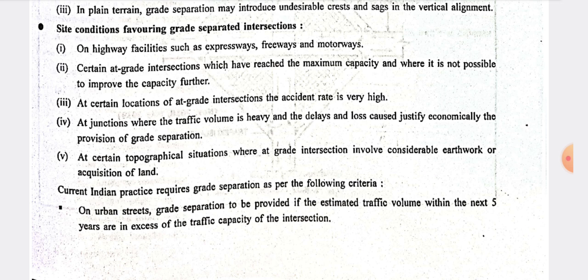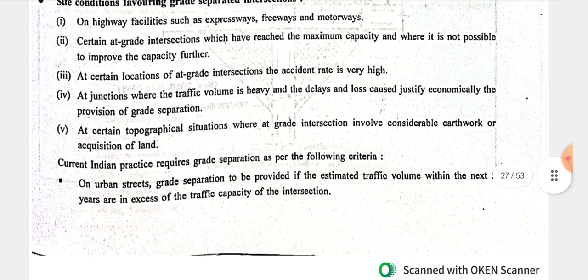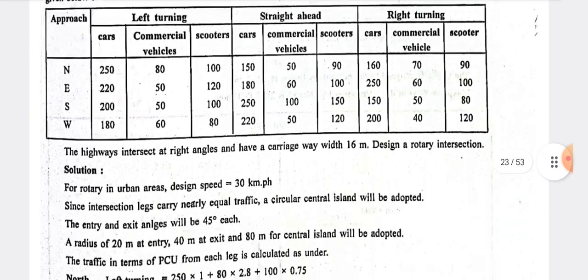and we decrease the accident rate. Next is a junction where the traffic volume is very heavy and delay losses economically justify the provision of grade separation. Like in Ahmedabad city, there are a number of such junctions where the number of vehicles traveling is a maximum and traffic volume is heavy. At those intersecting points, we construct this type of grade separated intersection. Another case is a certain topographical situation where grade separation is required.